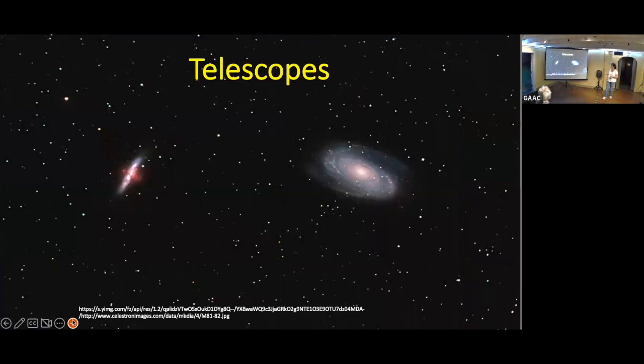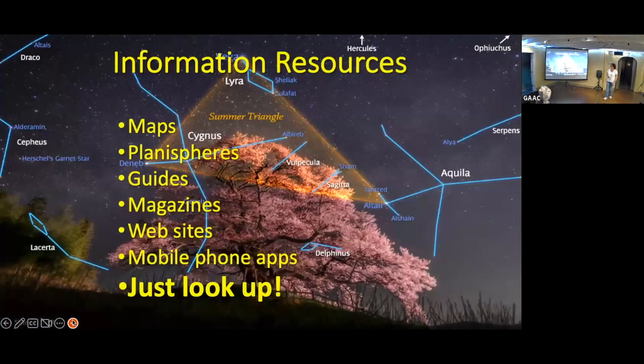And this is one of my favorite things to look at: M81 and M82, two galaxies that are 12 million light years away, and they're interacting with each other. You can find information about all this stuff that I described using maps, planispheres, guides, magazines, websites, mobile phone apps. Just look up. And that's it.